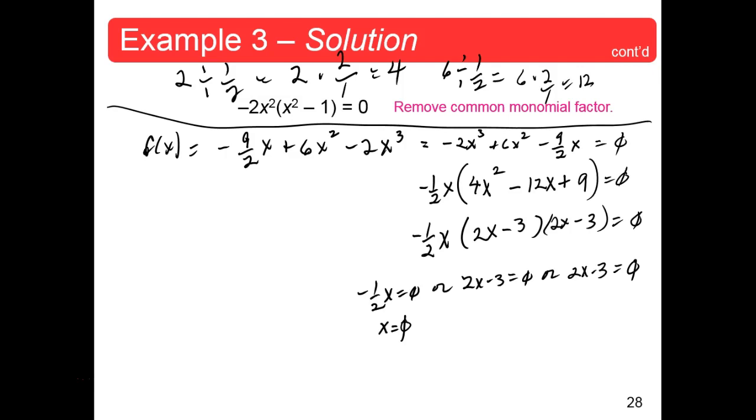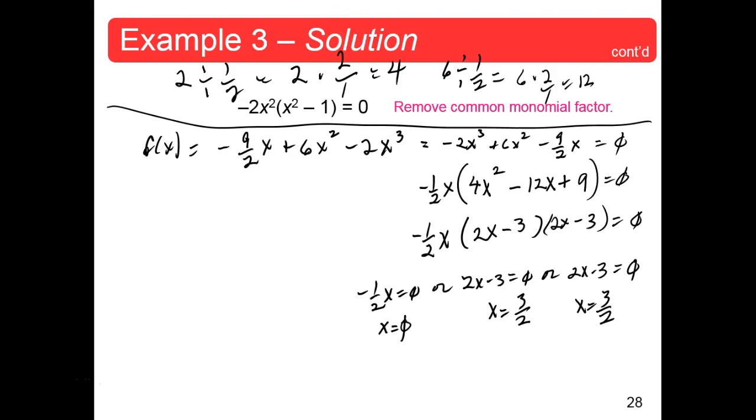How about the next one? Say it a little louder. X equals 3 halves. Y'all are good at this. How about the next one? Say again? It's the same thing. X equals 3 halves. That's a double root, isn't it? Okay? You see how we got those? Well, I didn't do all the steps. Add 3 to both sides, divide by 2. Okay? Works the same way on both of them. So, there are zeros.